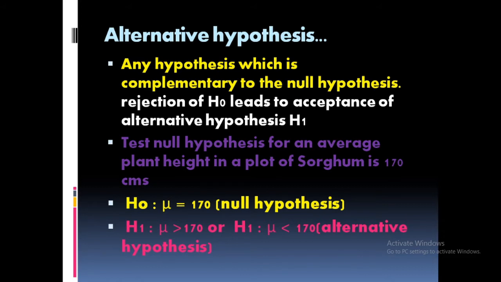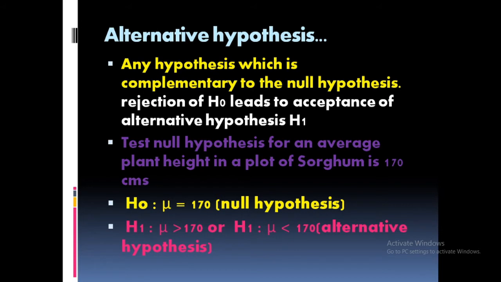Greater than 170 or less than 170. So, 170 is the average. That is our answer. That is our null hypothesis. What you are going to test, that is your null hypothesis. The statement of your own about the population, that is your null hypothesis. What is the statement of the population? The plot of sorghum is having 170 centimeter, that is H0.